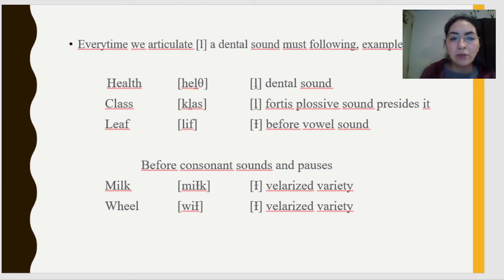In those examples, we have "health", which has a dental sound. "Class" has a fortis plosive sound, preceded and followed by vowel sounds. These sounds are dental, and we have them before consonant sounds and pauses, like "milk" and "will". Both are a velarized variety.